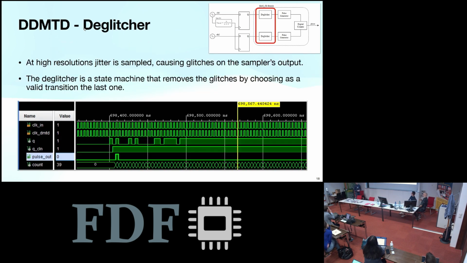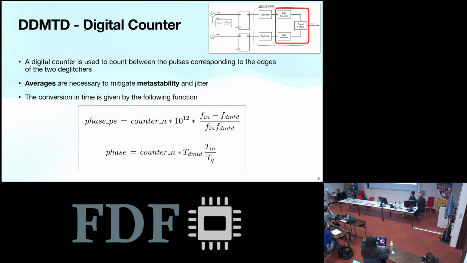But because we are sampling this clock with a slightly slower clock, we will also sample jitter, and this creates glitches in the period amplified output. So we need a state machine to remove those glitches, and at the end we end up with this clean period amplified clock. So at this point it's easy because we have 2 period amplified clocks with the same phase of the original clocks, and so we can use a normal counter of the FPGA to count between the edges of those clocks. And yes, with these formulas we extract the phase from the counter value.